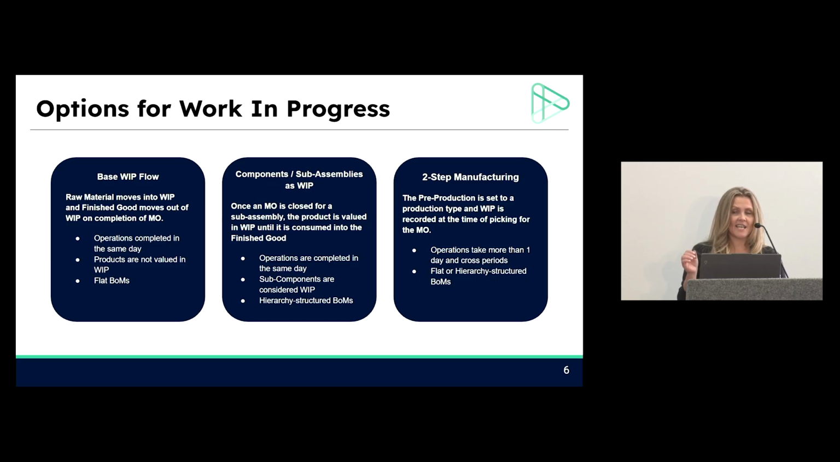And the last thing is we can do a two-step manufacturing. In this setup, you would change your pre-production location to a production type, and that gives us our journal entry into our work in process. So this is when our operations take a long time and cross periods, and we want to value that WIP. As soon as we pick it, it becomes work in progress.